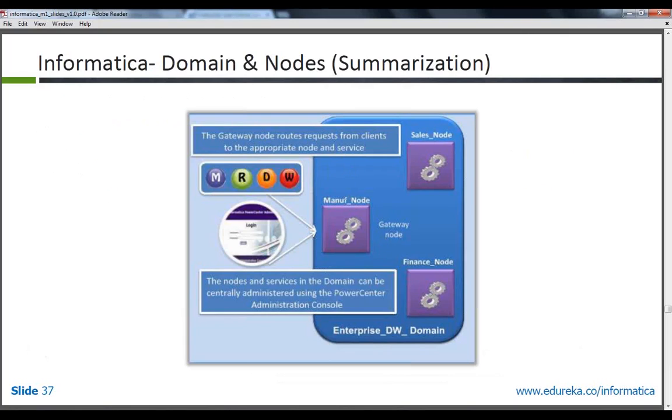So like you see here, there are 3 nodes they have created: the manufacturing node, sales node, and the finance node. That's how they named it. So all the manufacturing related jobs are being run on the manufacturing node, sales related jobs are running on the sales node, and the finance jobs on the finance node. The gateway node is also running some jobs. It's not like it is just routing the information, it is running as well as routing.